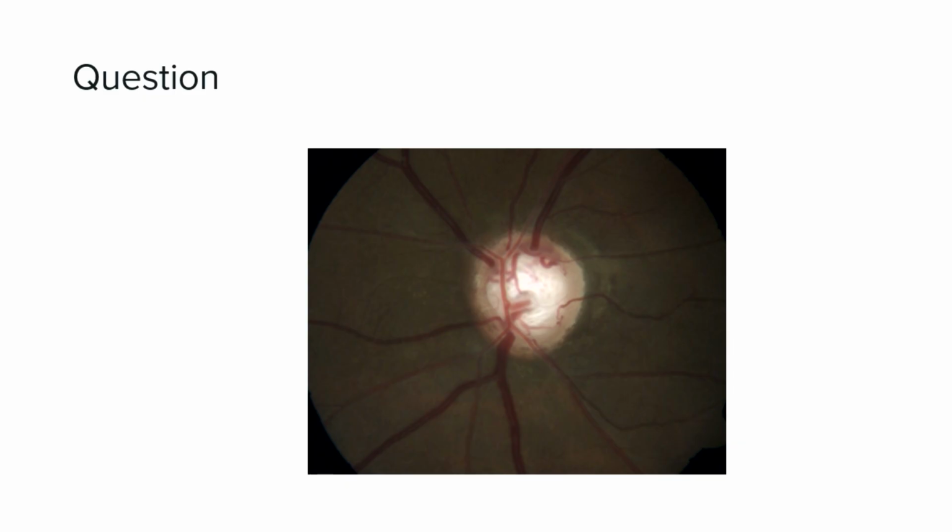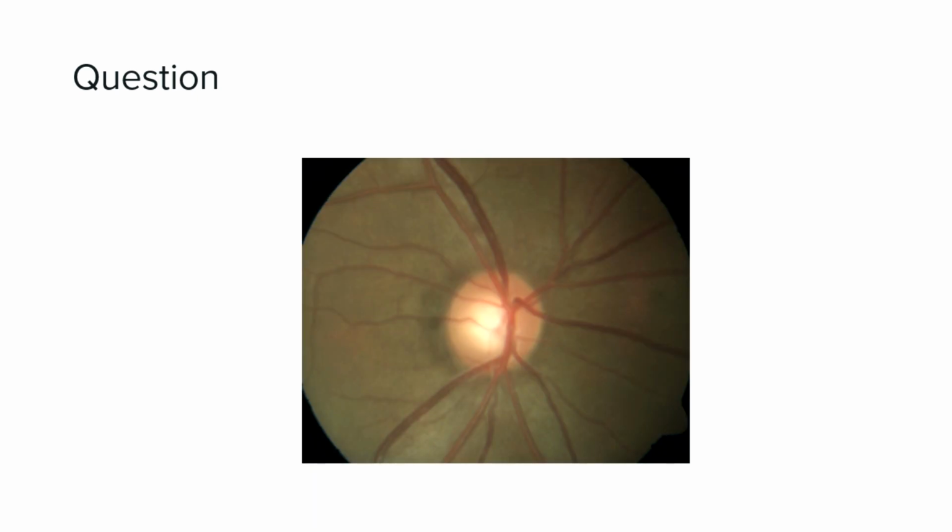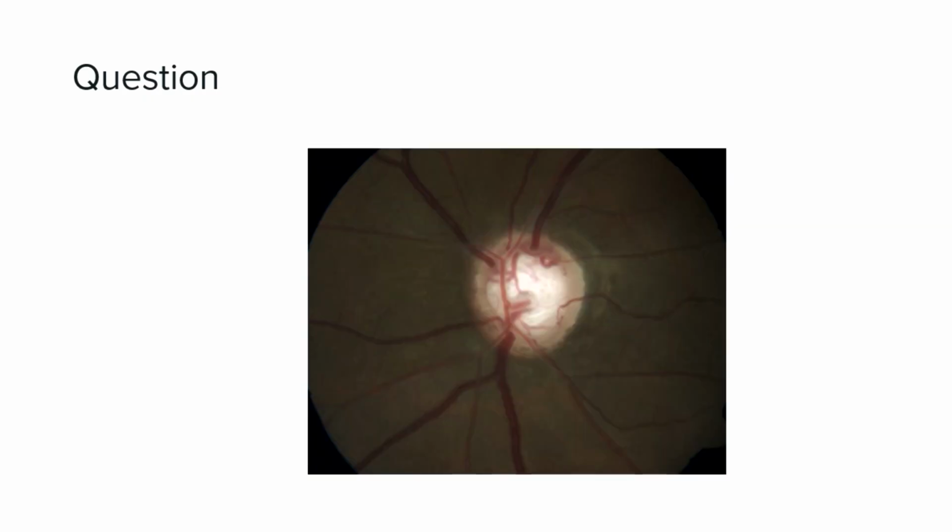What else is there? What are the other signs? Looping of vessels. Looping of superior vessels is there. What else is there? And lamina dot sign. Yeah, nasalization, laminar dot sign, bayoneting. Okay. So this is glaucoma.